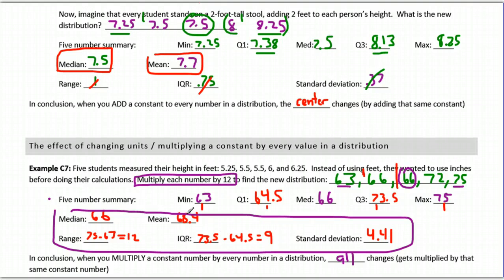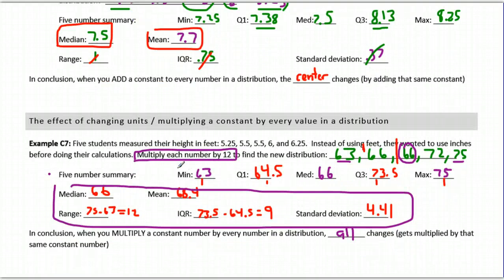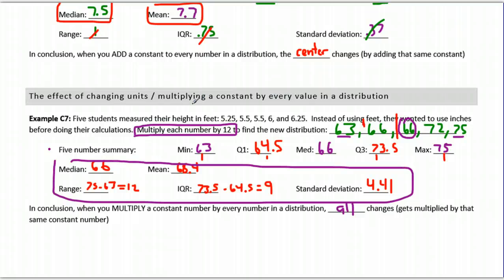But every one of those numbers gets multiplied by 12 because we multiplied originally all these by 12. So that is what happens when you multiply by a constant, which can also happen when you're changing units.